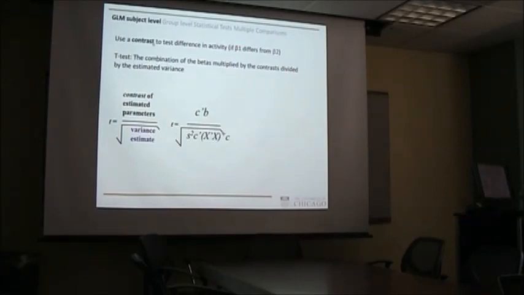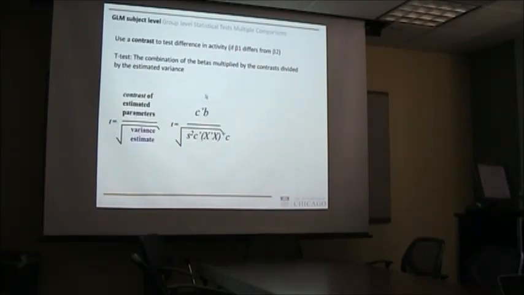And we do that by using a contrast. So you use a contrast to test the differences in activity. You want to test whether this first beta value differs from your second beta value. The way to do it is to use a combination of these beta values multiplied by a contrast, and then you divide that by your estimated variance. And that will basically give you a t-value.